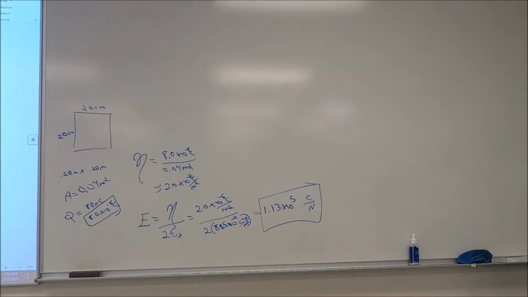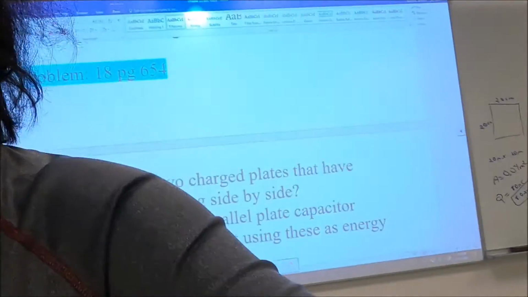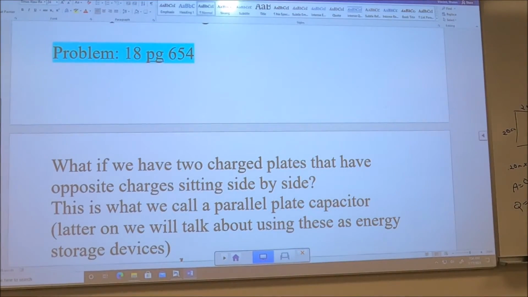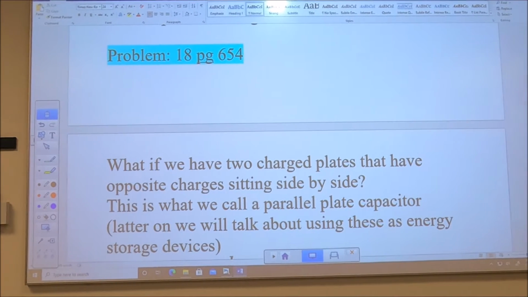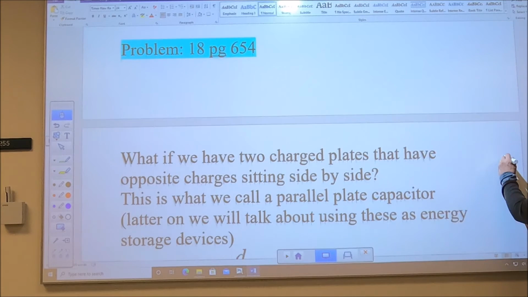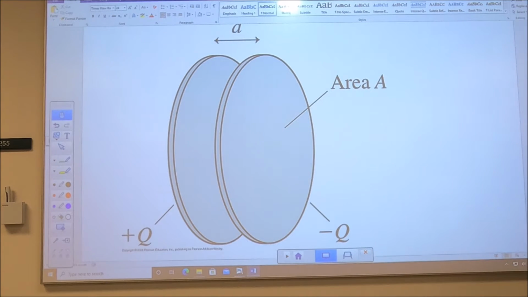Now, let's move on. Let's think about having 2 plates of charge. 2 plates of charge are very common. When we have 2 plates of charge, we're looking at a parallel plate capacitor.